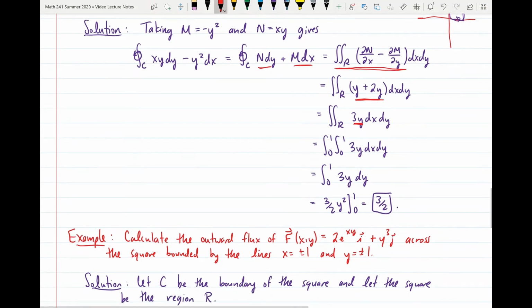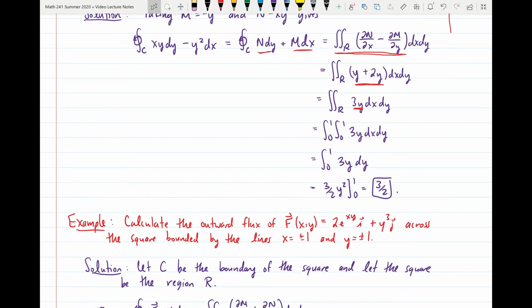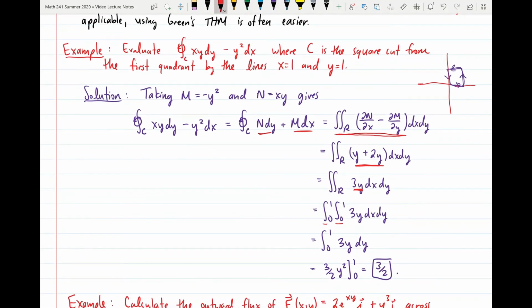And now this ends up just being a double integral problem like we had in chapter 15. So our limits of integration are now 0 to 1 and 0 to 1 because we're just integrating over the square up here.